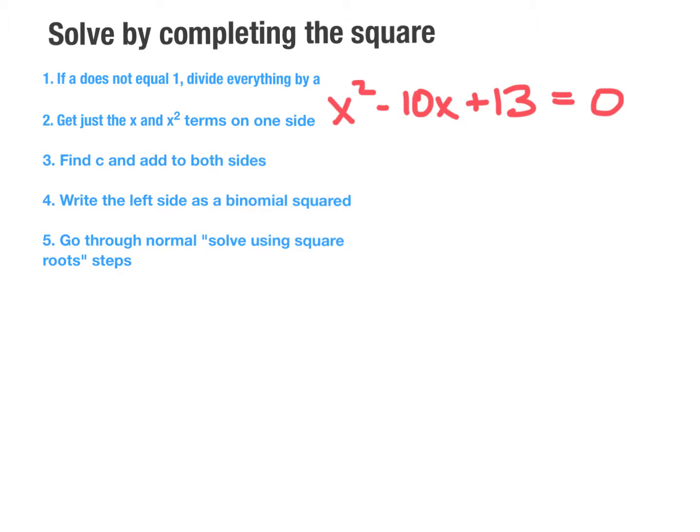All right, so now that we know that skill, let's use it to solve an equation of a quadratic, which is basically just find the x-intercepts. So first off, if a does not equal 1, we have to divide everything by a. So here, this is just a 1x squared, so we're good on that. Next is get just the x and the x squared terms on one side. So I'm going to focus on trying to get these two guys by themselves. So I'm going to subtract 13.